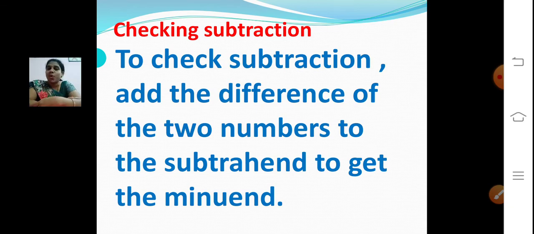When you subtract, you will get the difference, and that difference you are going to add to the subtrahend to get the minuend. How to check your answer? You add the difference and the subtrahend so that you will get the minuend. If you get the minuend exactly, then your subtraction is correct, right? To check subtraction, add the difference of the two numbers to the subtrahend to get the minuend. We'll see some examples now.